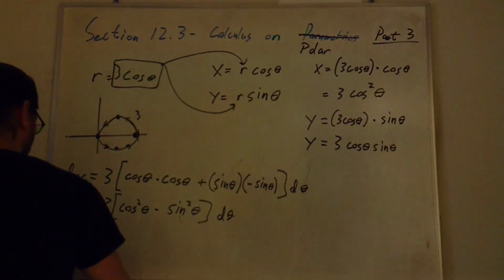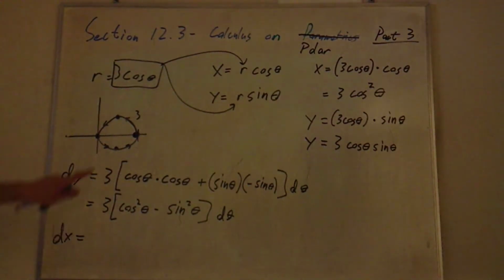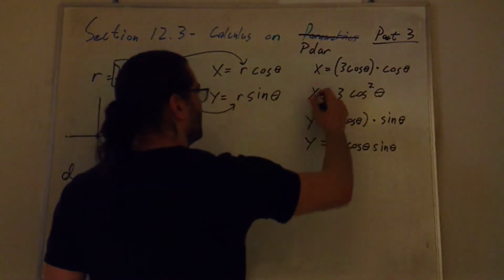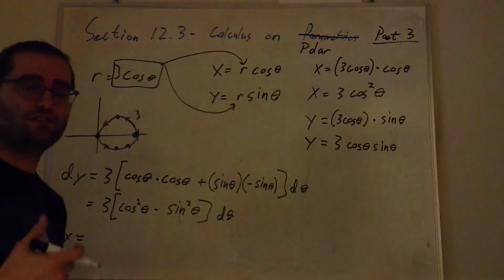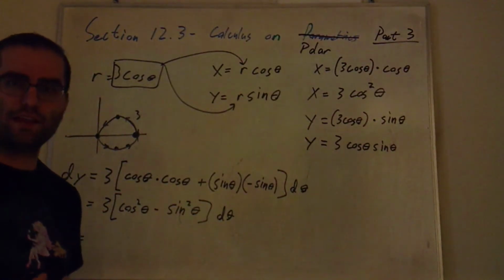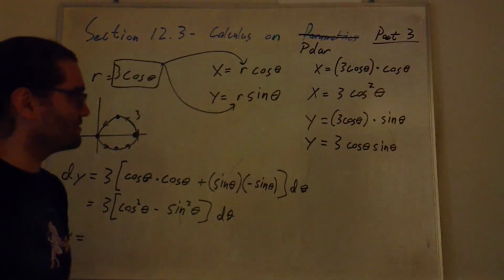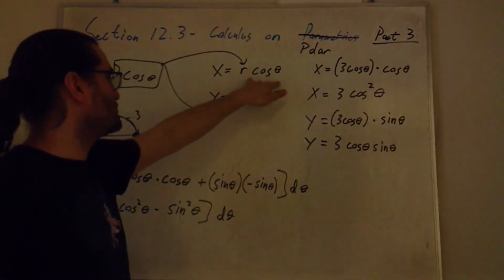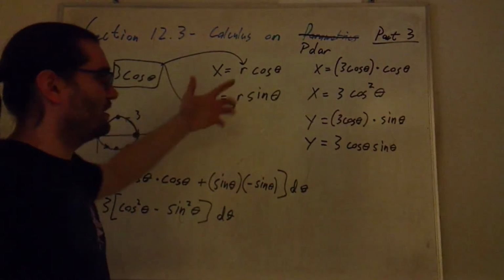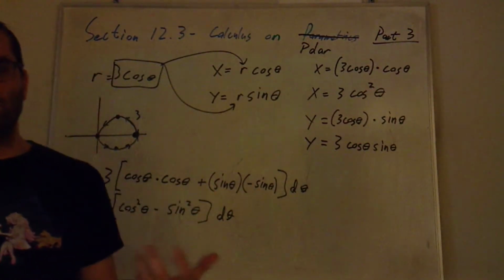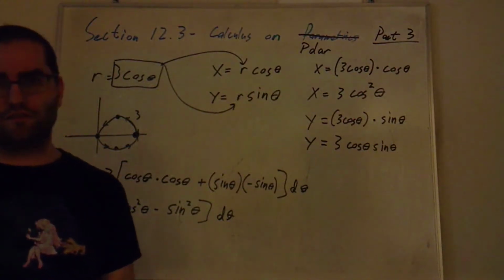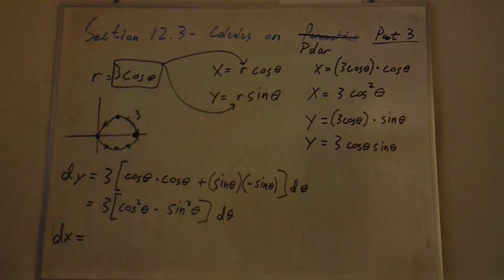dx, let's see if I can squeeze the dx down here. x is 3 cosine squared from here. So the derivative of x is a chain rule problem. And this is sort of always going to happen with polar functions. Because you're attaching a cosine to one of them and a sine to the other, you're basically always going to get into a situation where the derivative of one uses the product rule and the derivative of the other uses the chain rule. You're going to see these patterns over and over again.